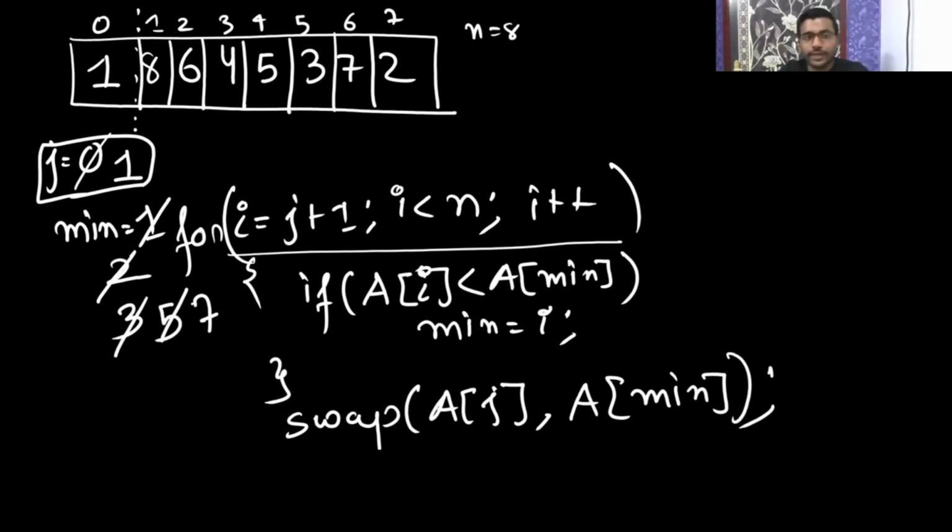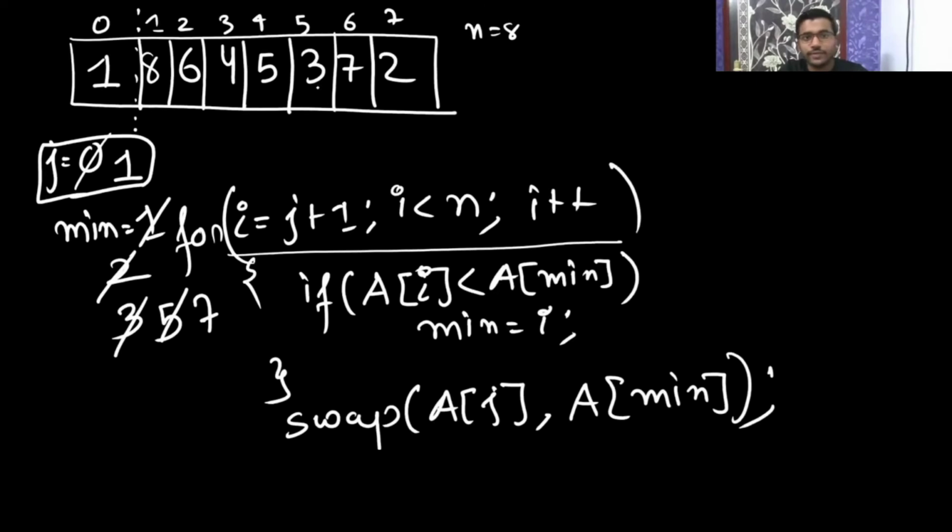After this iteration, you are going to get 1, 2, 6, 4, 5, 3, 7, 8, like this. So after 2 iterations, you got 2 elements sorted. See, here we are always selecting the smallest one, and I'm going to place it in its correct position.